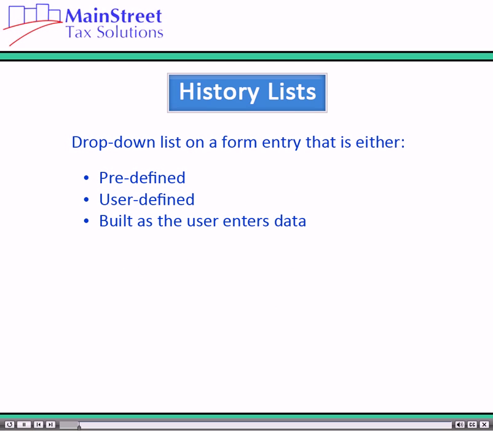A history list is a drop-down list on a form entry that is either predefined, user-defined, or built as a user enters data. History lists that are built as users enter data are helpful for entering information that will be repetitive throughout the site's returns.